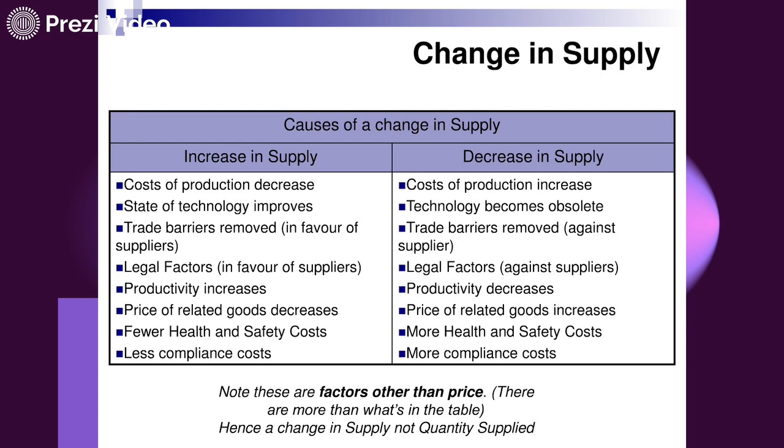So just remember that these are factors other than price. So we're not thinking about our P1 to P2 price change anymore. All we're doing is going to shift the curve, either left or right. And it is a change in supply, not quantity supplied. So just make sure we get those wordings correct.